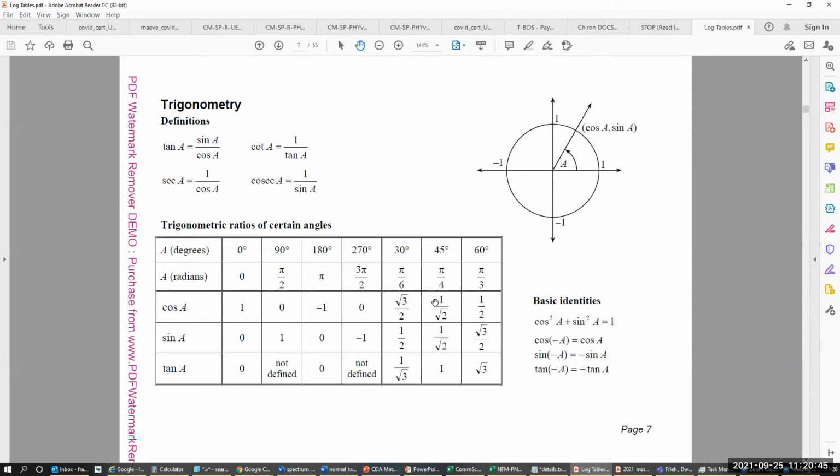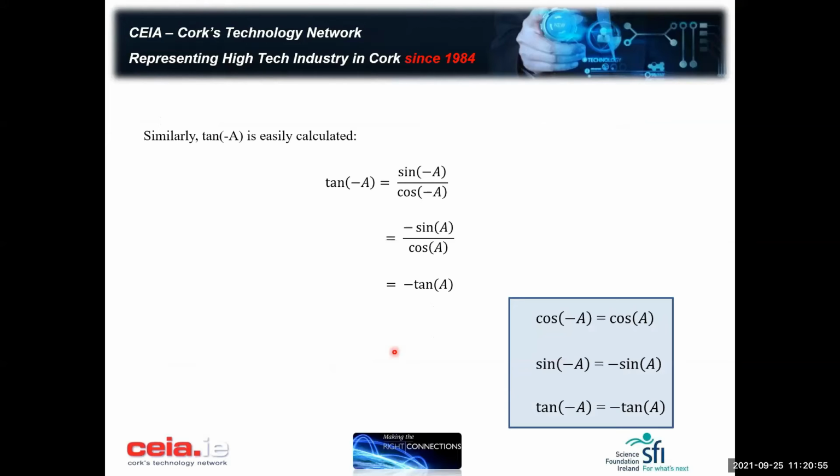Just flipping towards the log tables. I have an old version of log tables here, and those three equations are down here at the start. Okay, so those are negative angles.